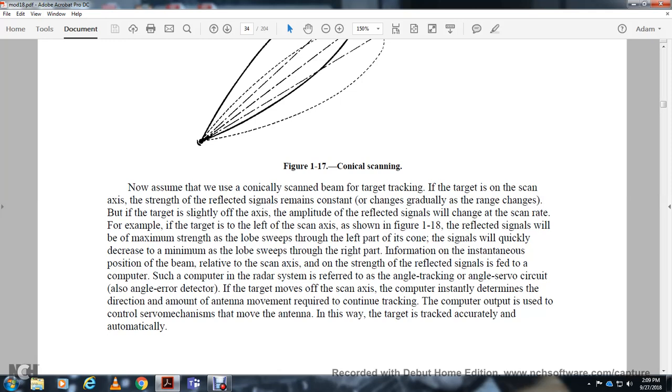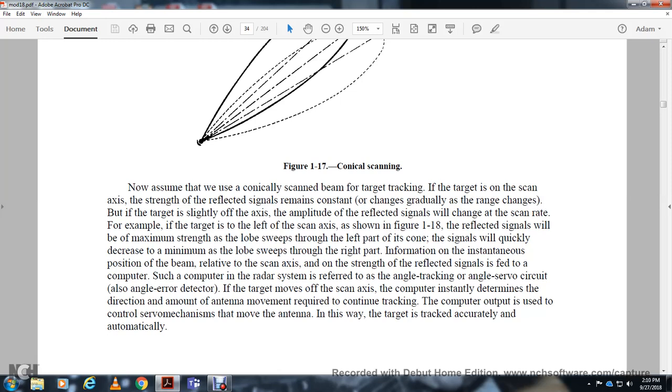For example, if the target is left of the scan axis, as shown in Figure 118, the reflected signal will be at maximum strength when the lobe sweeps the left part of the cone, and will quickly decrease to a minimum when the lobe sweeps the right part. Information on the instantaneous position of the beam relative to the scan axis, and on the strength of the reflected signal, is fed to the computer.